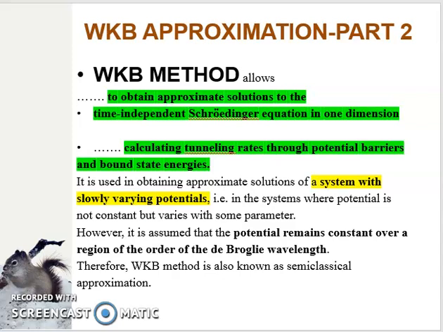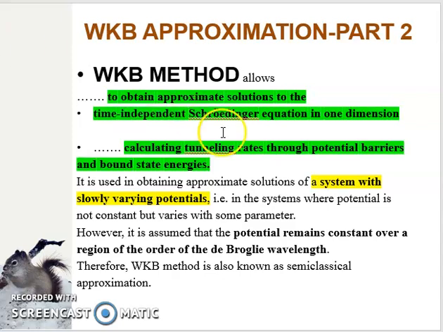So we have seen in the previous lecture that this WKB method allows us to obtain approximate solutions to the time independent Schrodinger equation in one dimension. This also helps in calculating tunneling rates through potential barriers and the bound state energies. And we have seen that this particular approximation is applicable to systems with slowly varying potentials. That is, in a system where the potential is not constant but varies with some parameter associated with the quantum mechanical problem. However, the variation is not unlimited. There is a certain restriction on the variation.